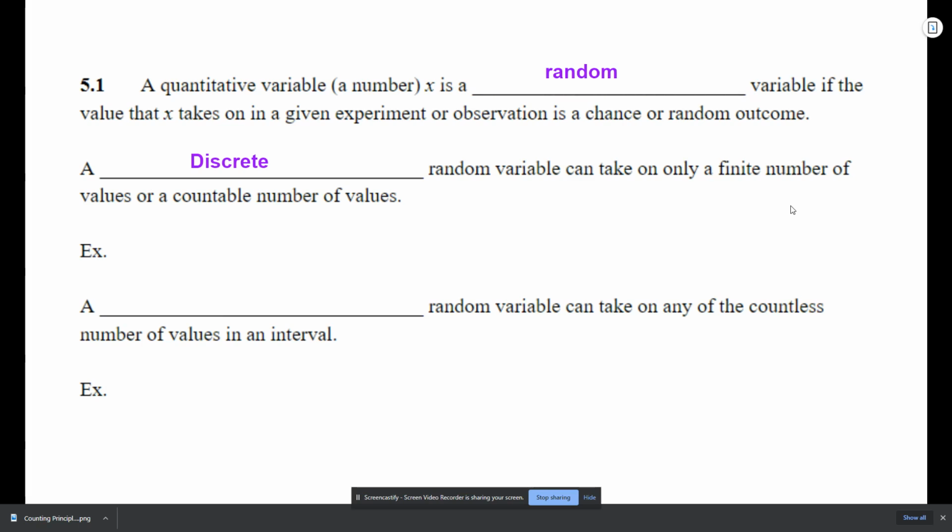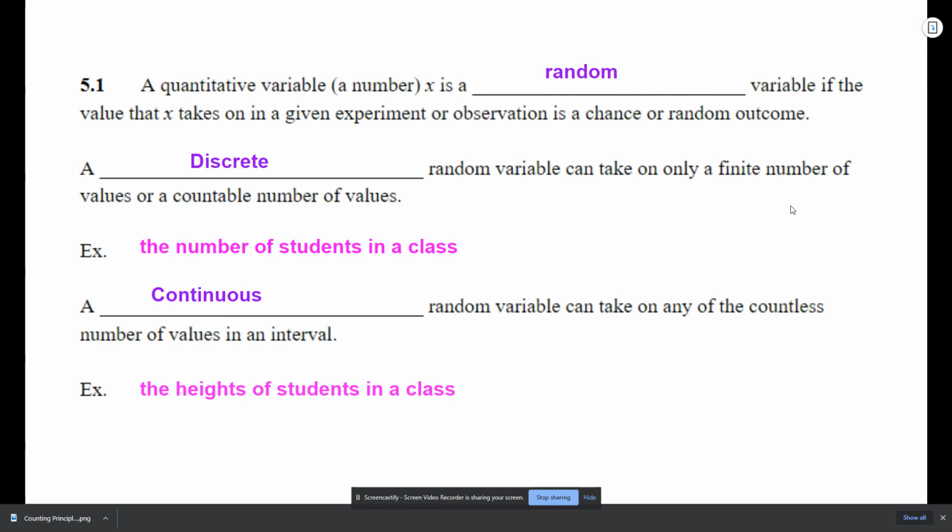A discrete random variable can take on only a finite number of values or a countable number of values, like the number of students in a class. It wouldn't make sense to say that there are 20 3/4 kids in a class. It'd be 20 or 21. A continuous variable can take on any of the countless number of values in an interval, like the heights of the students in a class, because you can have somebody who's 5 feet and 6 1/4 inches or something like that.